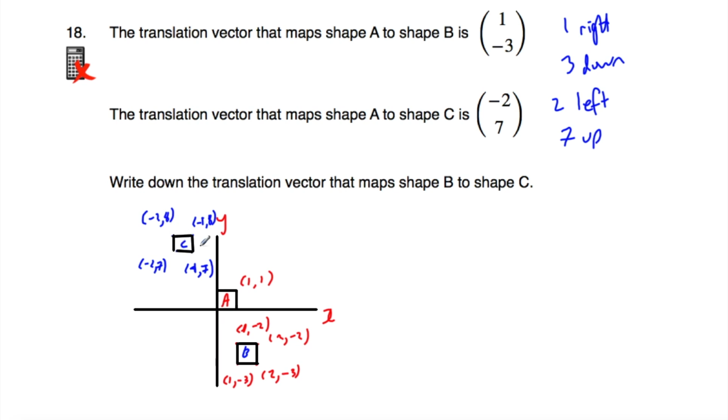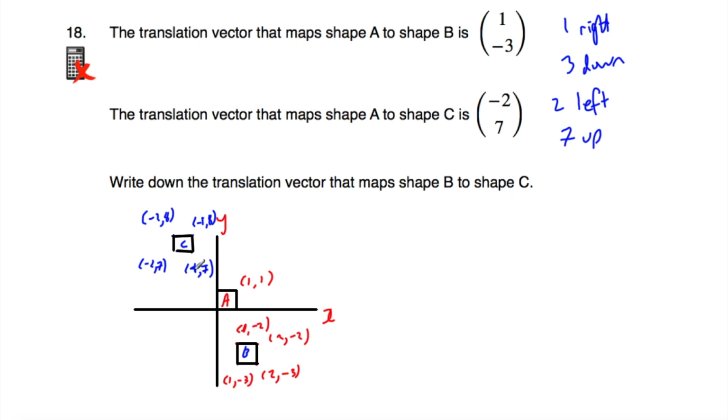Okay, so we've now got square C, and this is fantastic because we now know where square A is, square B is, and square C is, or where they could be. Okay, obviously I've just let this be square A, but this is where square B and square C would be in relation to each other. Okay, so the question then says, write down the translation vector that maps shape B onto shape C.